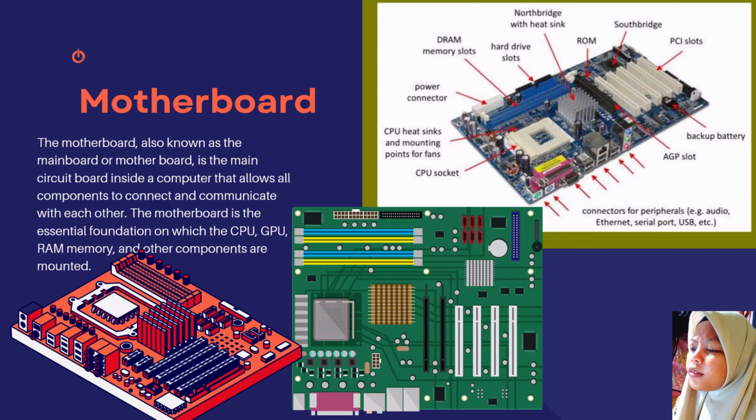Next, the motherboard is the main circuit that connects all computer components so they can communicate with each other. It is made of materials like fiberglass and copper, containing circuits and pathways that link components. The motherboard provides sockets and slots to install the CPU, RAM, GPU in PCIe slots, and storage devices.